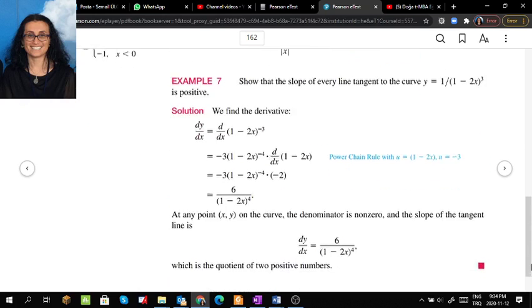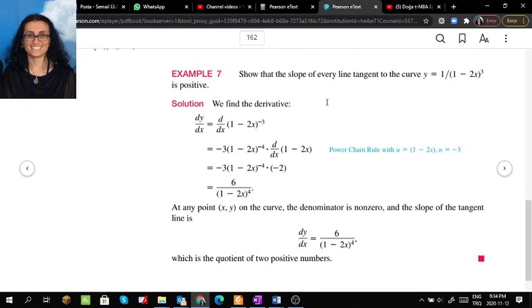We have another question here, which is to show that the slope of every line tangent to the curve is positive. So what we are going to do is just calculate the slope of the tangent line to the curve at a point x. What you need to do is take the derivative, because slope is the same as taking the derivative at a particular point x.